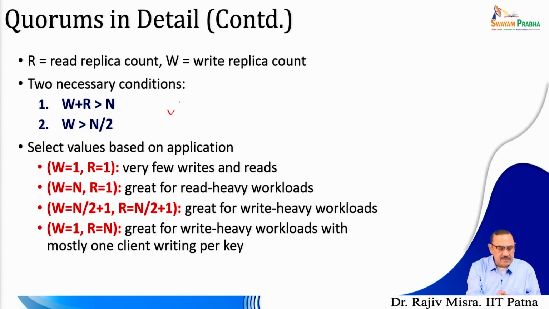There are two necessary conditions: W plus R is greater than n, and W is greater than n by 2. Now you have to plug in the values of W and R. If W is 1 and R is 1, then very few writes and reads are there in the system. When W is equal to n and R is equal to 1, it is good for read heavy workloads. When W is equal to n by 2 plus 1 and R is n by 2, it is great for write heavy workloads. When W is 1 and R is 1, that is great for write heavy workloads with mostly one client writing per key.